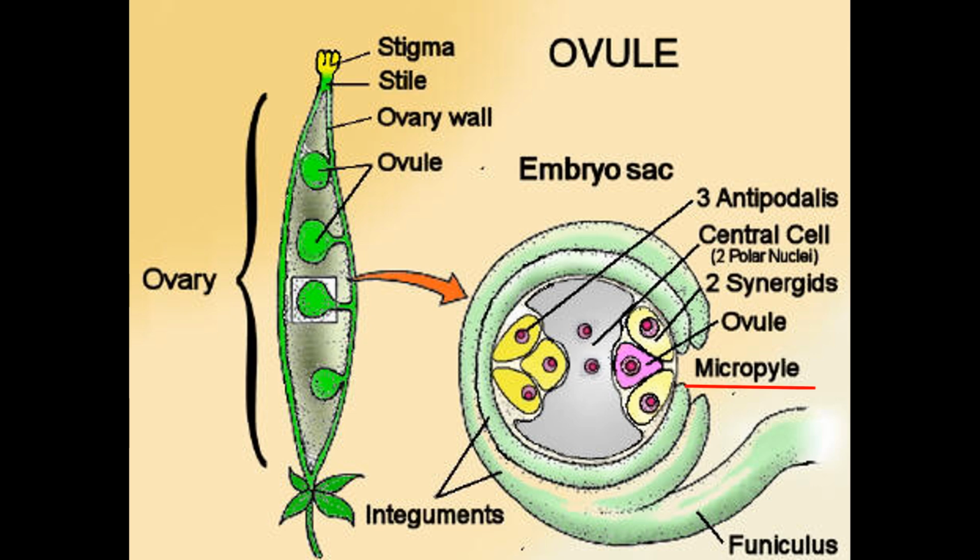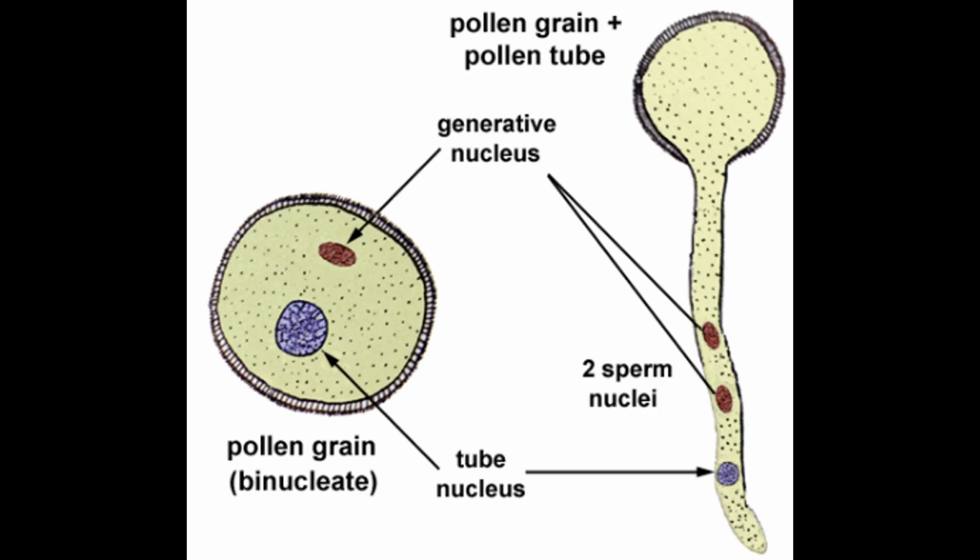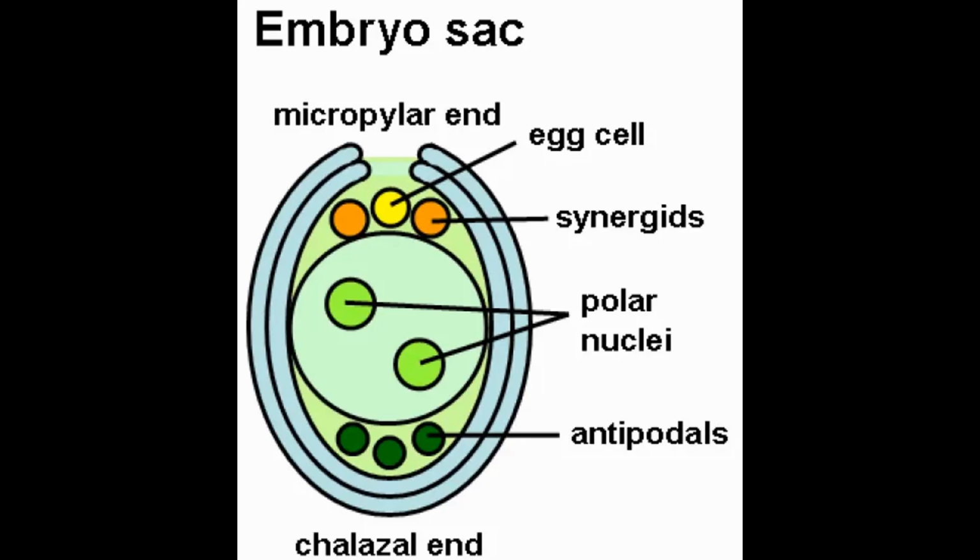The generative cell divides into two sperm cells. These two sperm cells are going to target an ovule. There are multiple ovules, but these sperm cells would fertilize one of these and form it into a seed. Inside the ovule, there are two major aspects. Aside from the numerous parts, we have the egg cell and two polar nuclei.